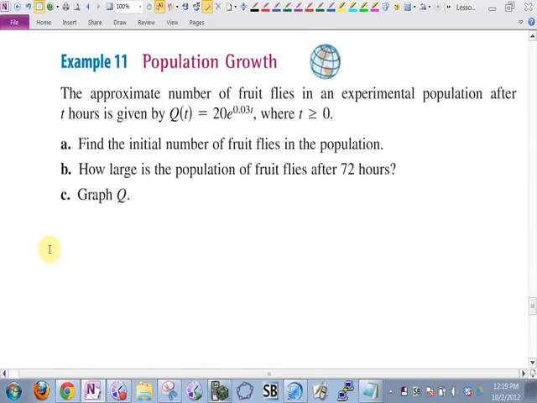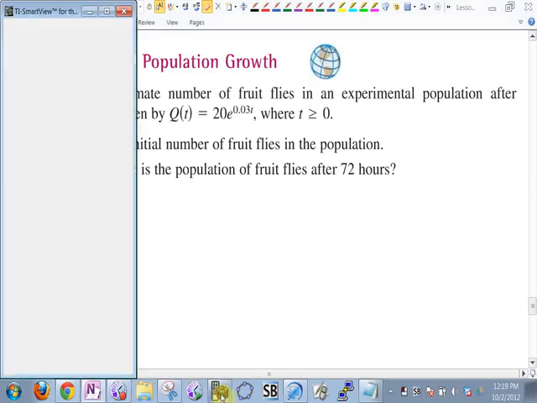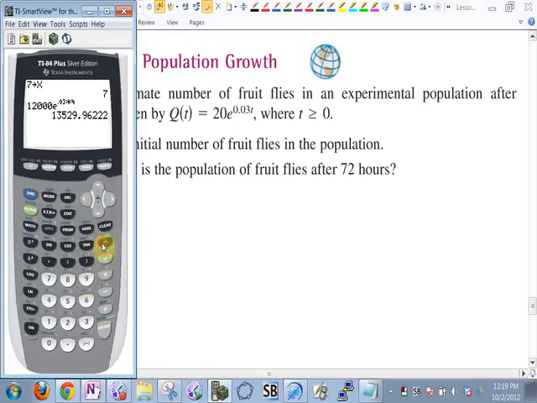Population growth. The approximate number of fruit flies in an experimental population after t hours is given by 20e to the 0.03t. So there's an example of what is e raised to the 0.03. 1.0304. So you could argue this is actually a base 1.03045 exponential function. That's a function that probably doesn't grow very fast, right? So it's so close to 1.